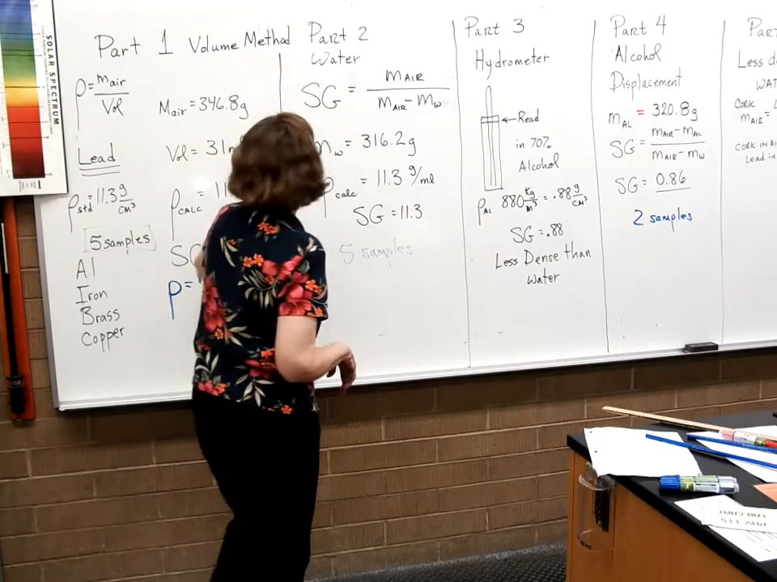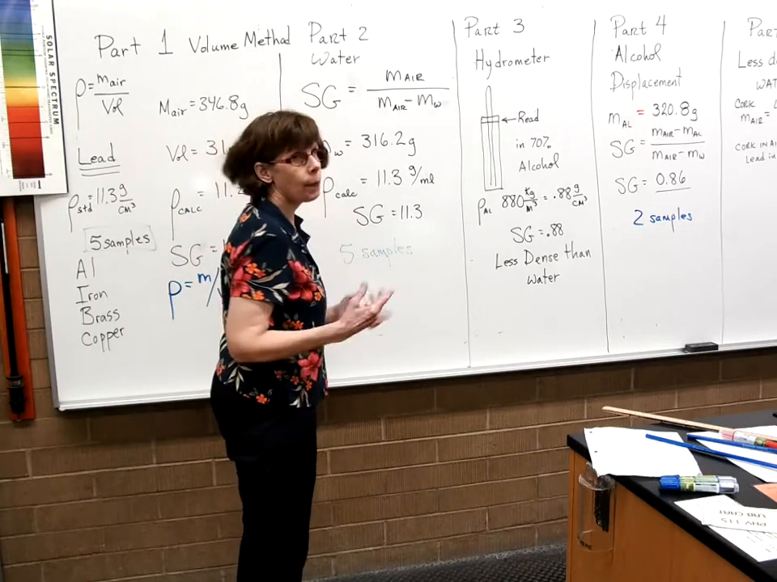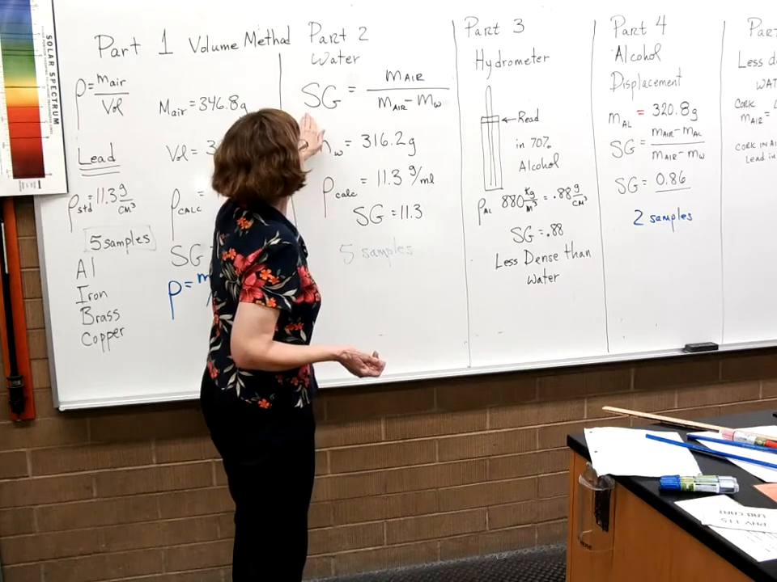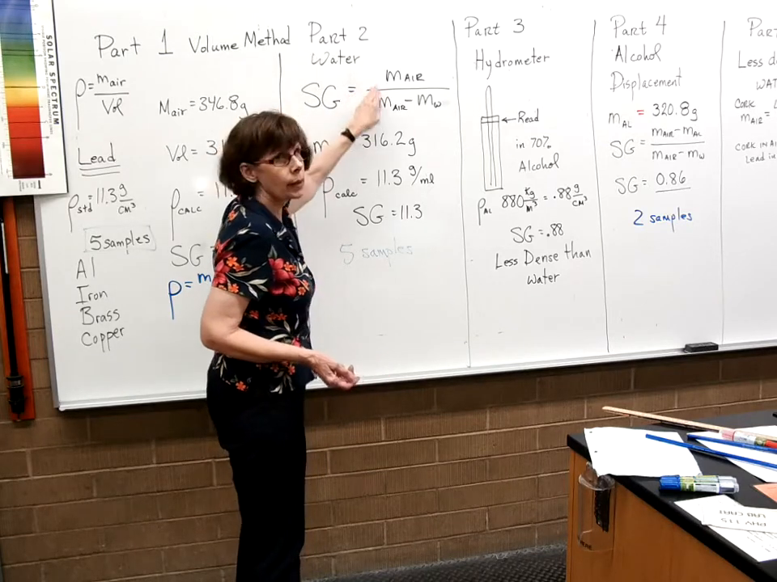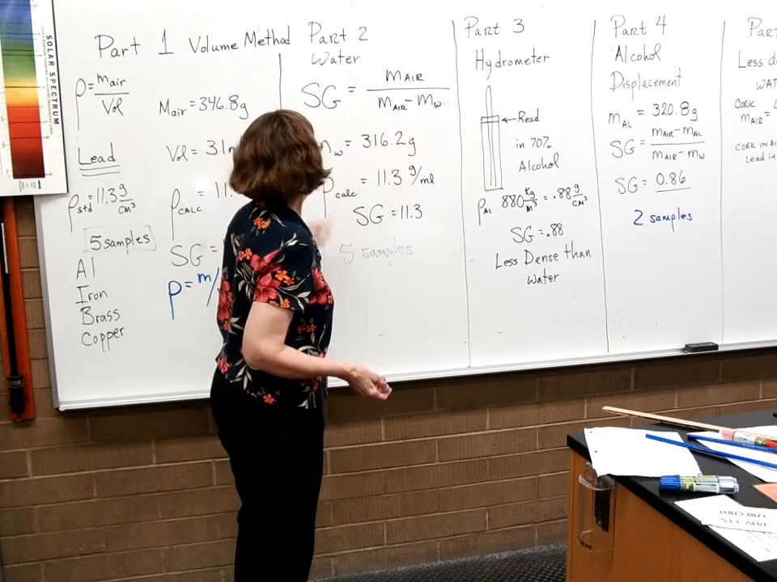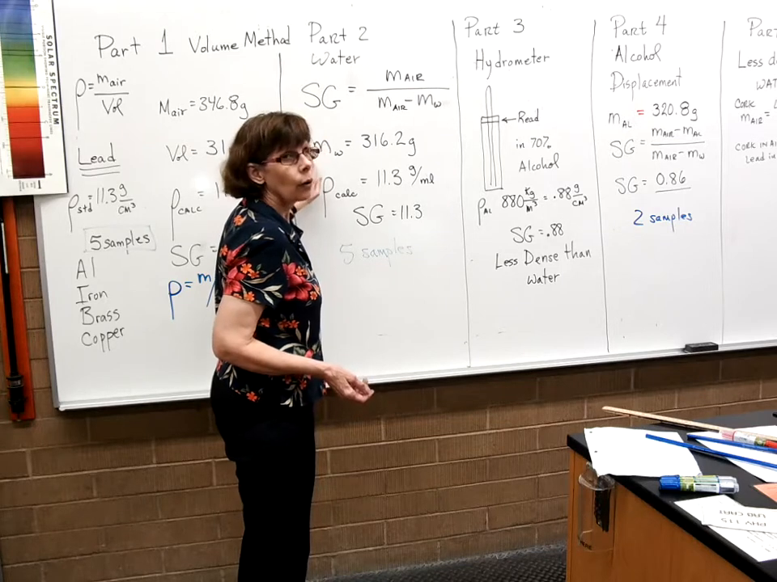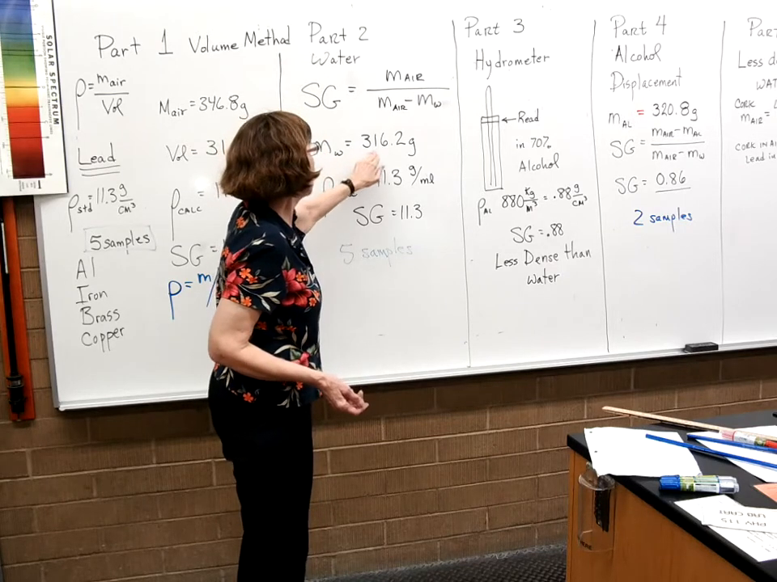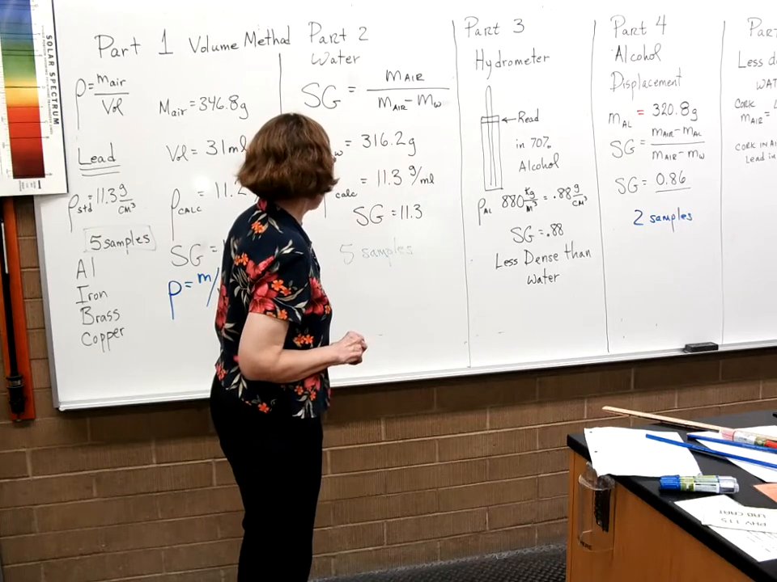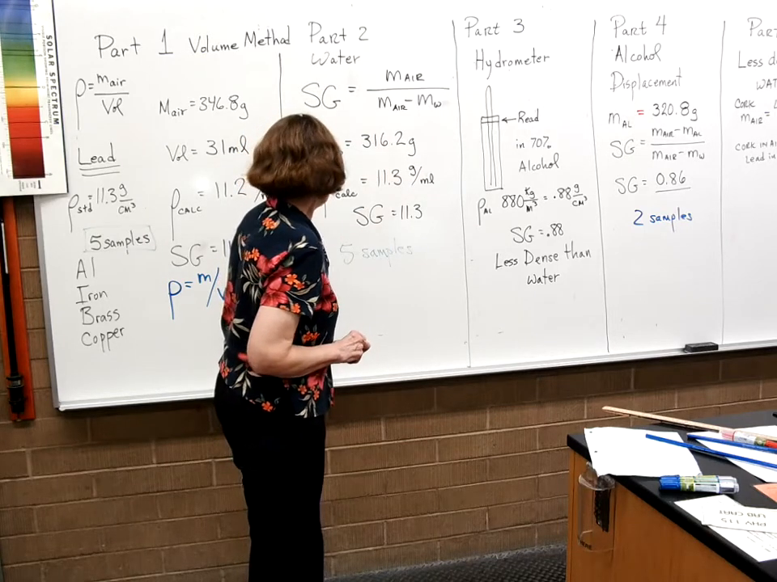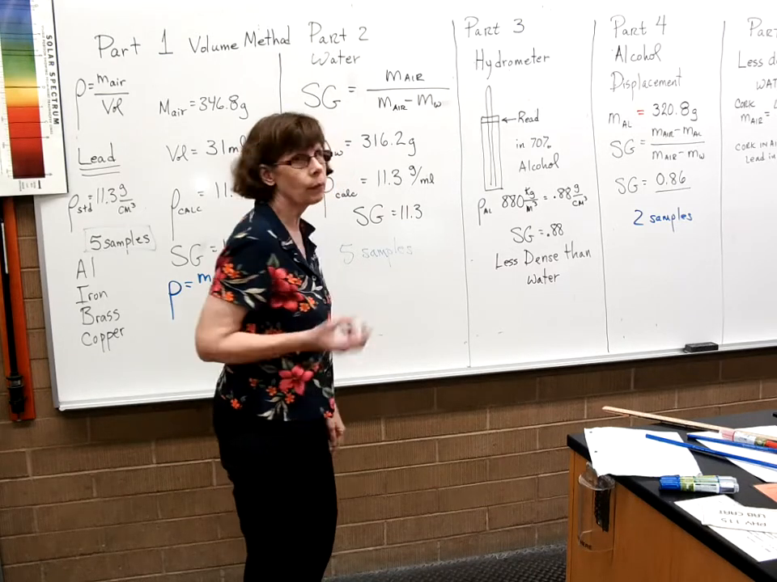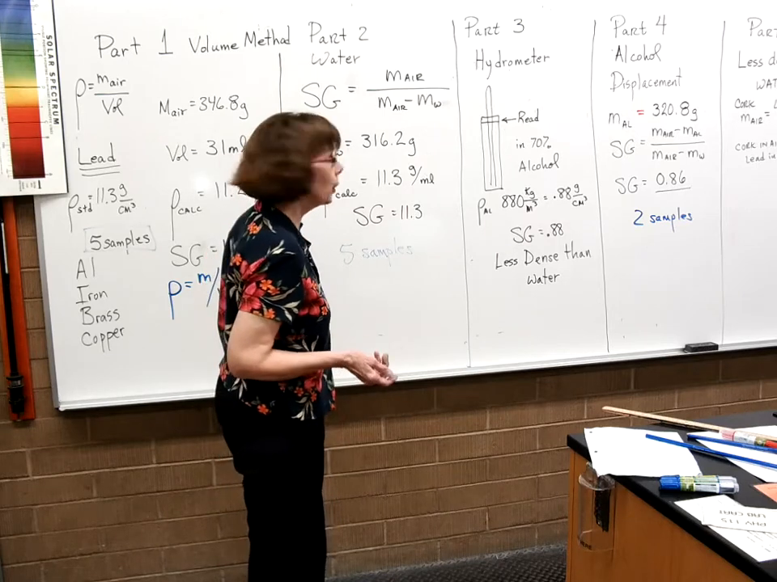Then, if you're dunking it in water, we know it'll mass less because of buoyancy. So the specific gravity in that case would be the mass in air over the mass in air minus the mass in water. And when we massed the lead in water, we got 316.2 grams. So when we plugged it into the math, we got 11.3 grams per mL, or specific gravity of 11.3. Pretty good, right on.